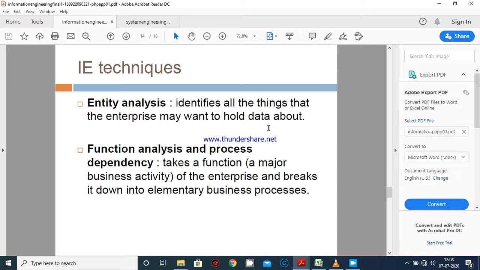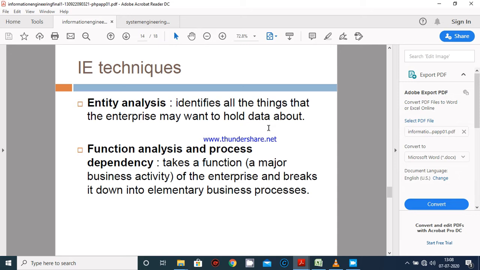So the next topic is IE technique, information engineering technique. Basically, these are some techniques that are used during an IE information engineering project, or we can say while you are going to develop an IE project, you have to use one of the following techniques, which I am going to explain with the help of this PDF document.